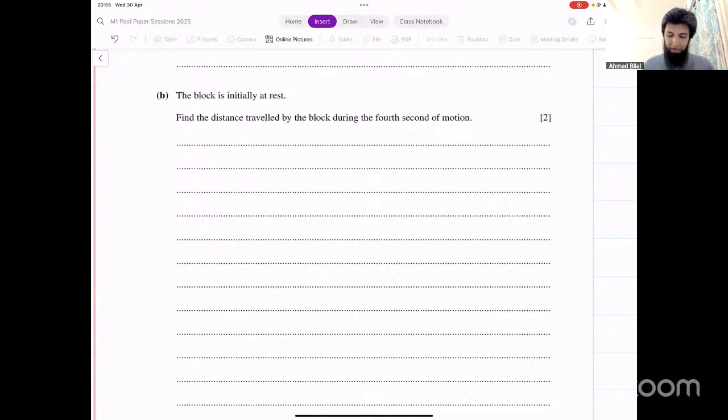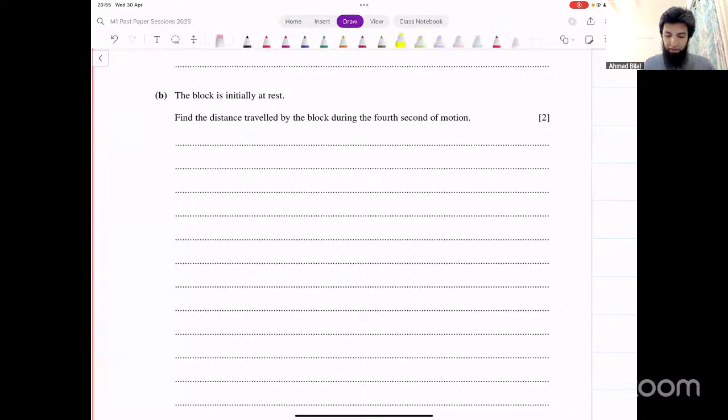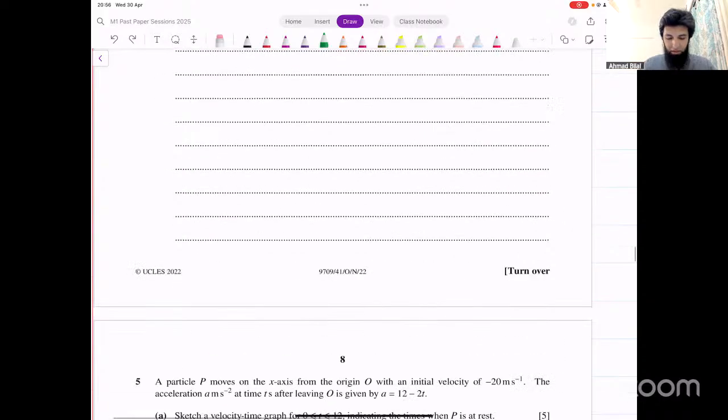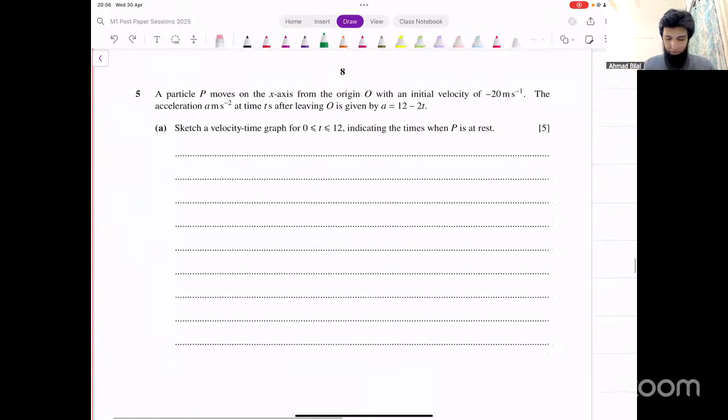Okay, distance traveled by the block during the 4th second. For this, you could use limits if you want. Use the displacement function. Use limits from t equals 3 to t equals 4, or find the displacement at this point and find the displacement at that point. Find their difference, and you will get that. So hopefully you can do that.